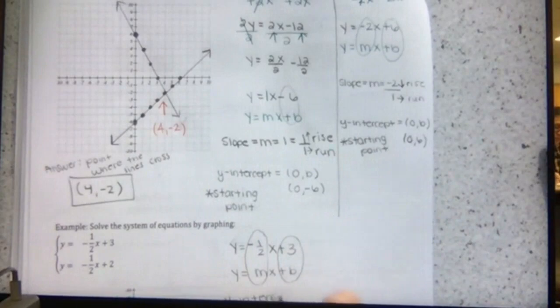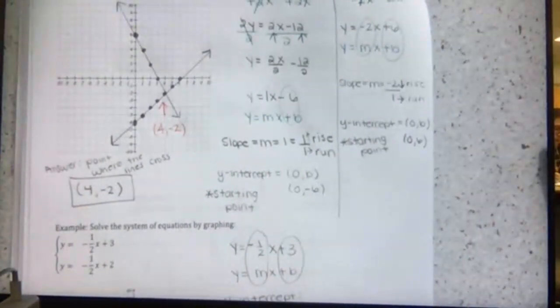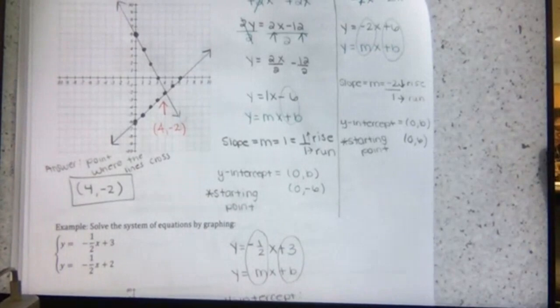So our y-intercept is the ordered pair 0, b. In this case, our b is +3. So our starting point is at 0, 3. Over 0, up 3. We're going to start there.